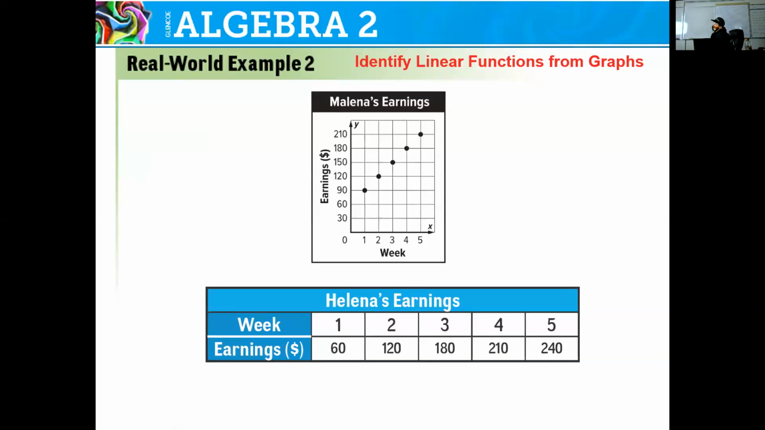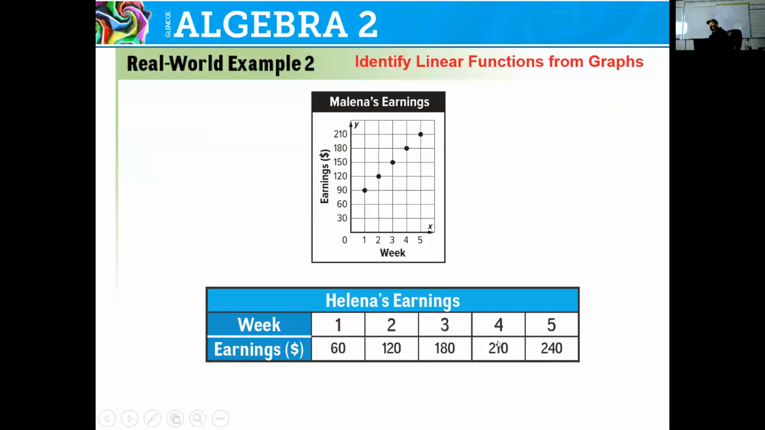Okay, so now let's look at Helena's. From week 1 to week 2, she increased by $60. From week 2 to week 3, she went from 120 to 180. That's another increase of $60. So her first 3 points do have a constant rate of change, but then week 4 throws a problem in. She only increased by $30, 180 to 210, and then from week 4 to week 5, she only increased by $30.